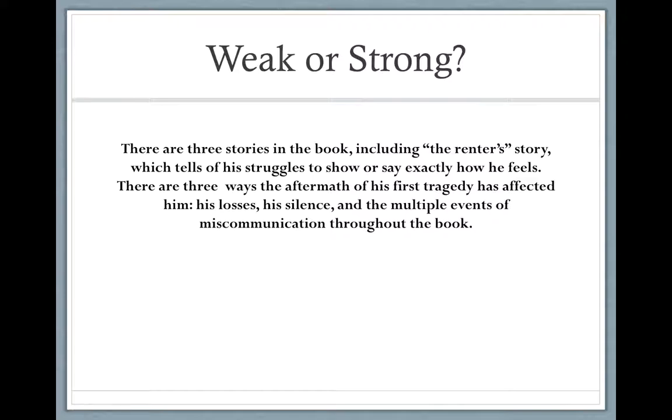Here's another example. There are 3 stories in the book, including the renter's story, which tells of his struggles to show or say exactly how he feels. There are 3 ways the aftermath of his first tragedy has affected him: his losses, his silence, and the multiple events of miscommunication throughout the book. This is a thesis statement that I got in a paper last quarter. Is it weak or strong?